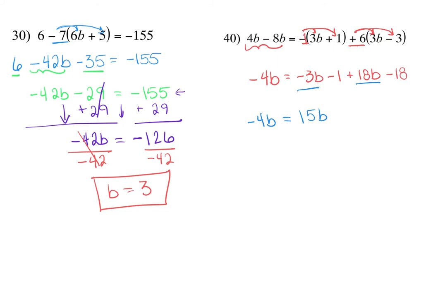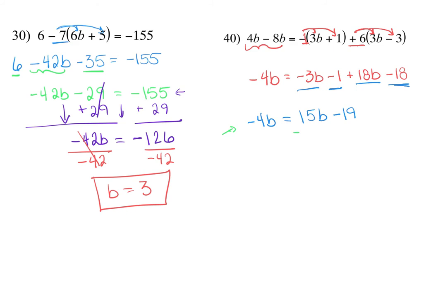If I have a negative 1 and a negative 18, that's a negative 19. So now both sides are as simple as they can be. And since they're as simple as they can be, I need all my variables on one side and all my numbers on the other. Since I already have a b over here with no numbers, I'm going to move the b's over to the left.